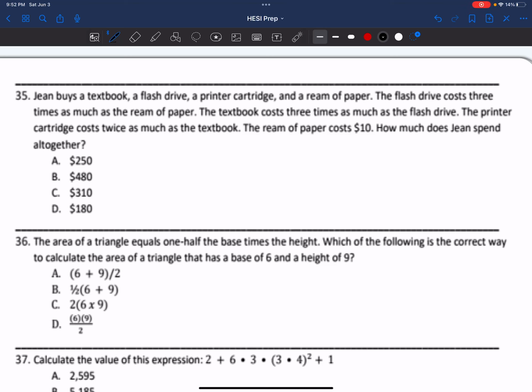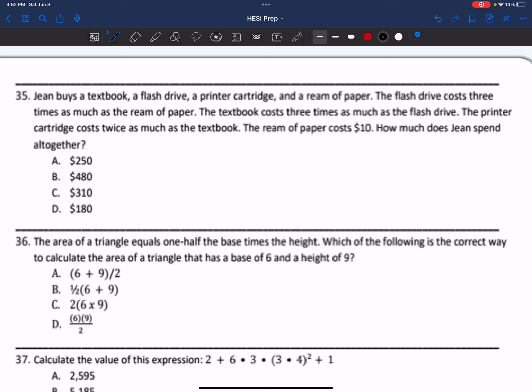Number 35. Jean buys a textbook, a flash drive, a printer cartridge, and a ream of paper. The flash drive costs 3 times as much as the ream of paper. The textbook costs 3 times as much as the flash drive. The printer cartridge costs twice as much as the textbook, and the ream of paper costs $10. How much does Jean spend all together?